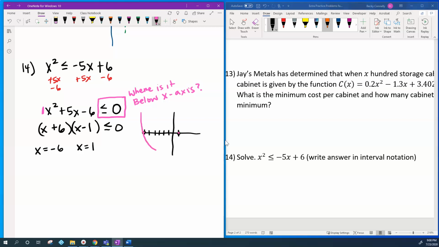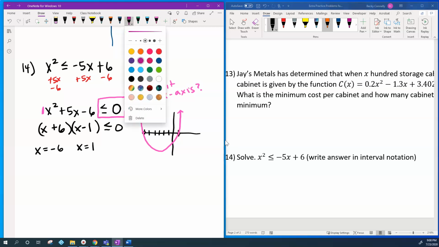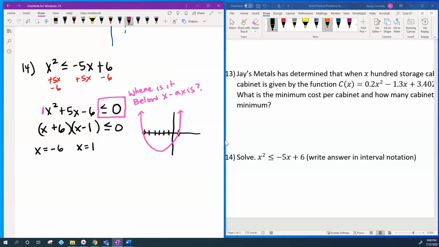And I don't know exactly how far that goes down, but that doesn't matter for what I'm trying to find here. I know that it's going to go below the x-axis between -6 and 1. So this is the part of the graph that's below the x-axis. So my answers would be all of the x's in between -6 and 1.